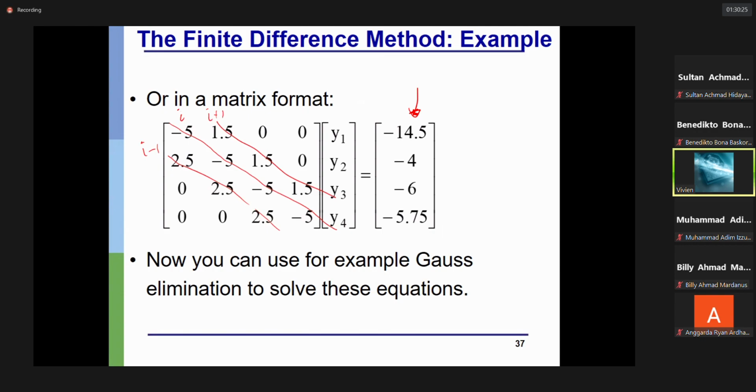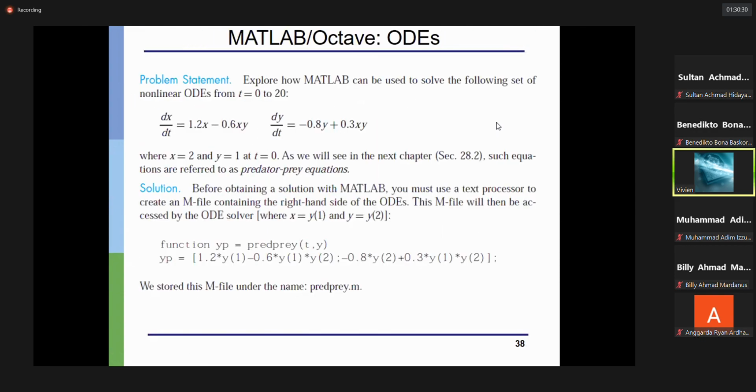Okay, so before I close this class, there is a little bit more, which relates to MATLAB. For the solution of an ordinary differential equation, particularly the initial value problem, we can use a special built-in function in MATLAB, in which we can find the solution by calling the name of the function.